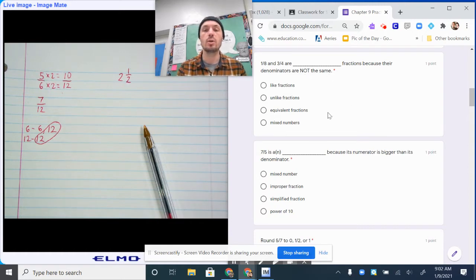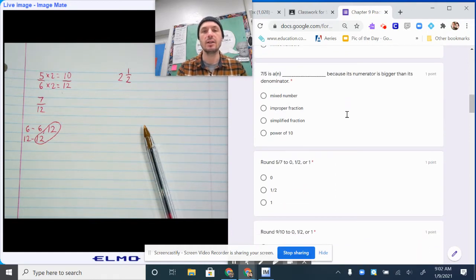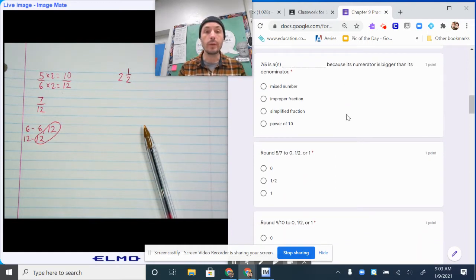So even if they were equivalent, this would not be the answer because they're unlike because the denominators are not the same. But they are unlike fractions because the 1/8 denominator is 8 and the 3/4 denominator is 4. Those are different denominators, so they're unlike fractions. They're not like each other. It means you can't work with them. You have to give them like denominators before you can add them, subtract them, or compare them.